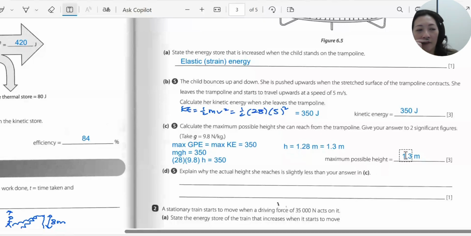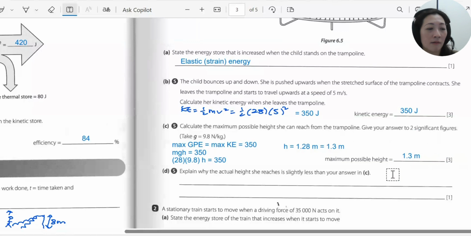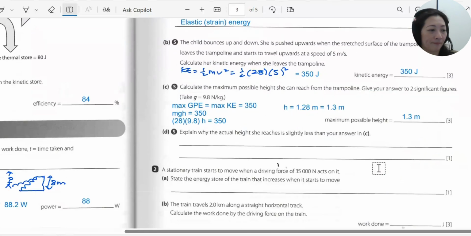By the way, one thing I find some students do is they write two numbers in the space. Only write one number at a time. Don't do this. Some students write 1.28 meters equals 1.3 meters. Don't do this. There are two numbers in there, you'll be marked wrong. They only want one final answer, that's what you write.